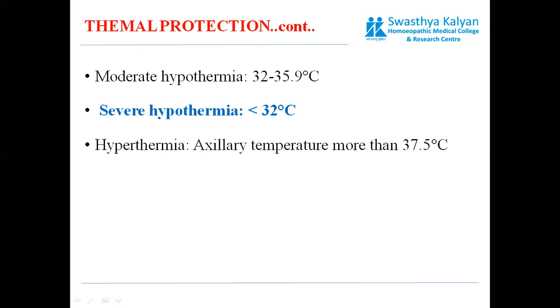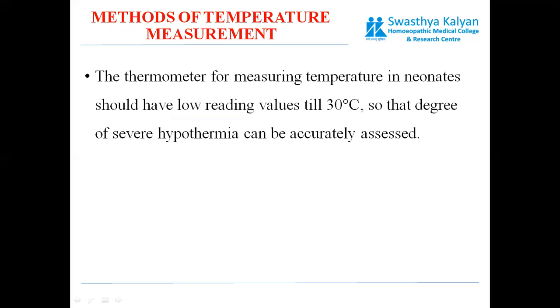In between come cold stress, moderate hypothermia and severe hypothermia. Cold stress is 36.0 to 36.4 degrees centigrade. Moderate hypothermia is 32 to 35.9 degrees centigrade, and less than 32 degrees centigrade is severe hypothermia. Now, methods of temperature measurement.